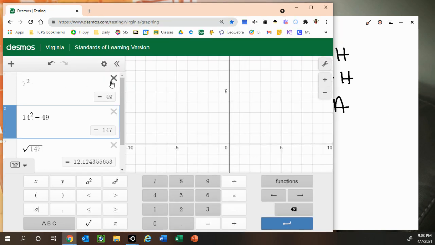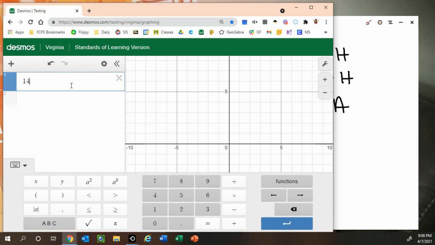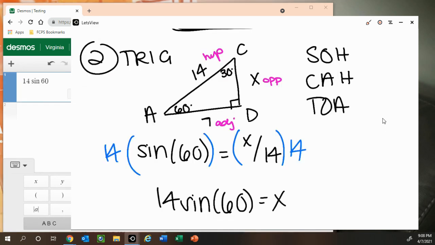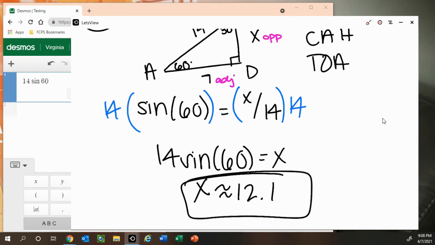Go back to Desmos. Let me clear out all this mess I have. 14 sine 60. Oh, shocker. We got that x is approximately 12.1. Again. So it doesn't matter which way you do it. For this one, I feel like trig might be easier. I don't know. I kind of go back and forth on whichever one I would do. But really, do whichever one you feel most comfortable with.